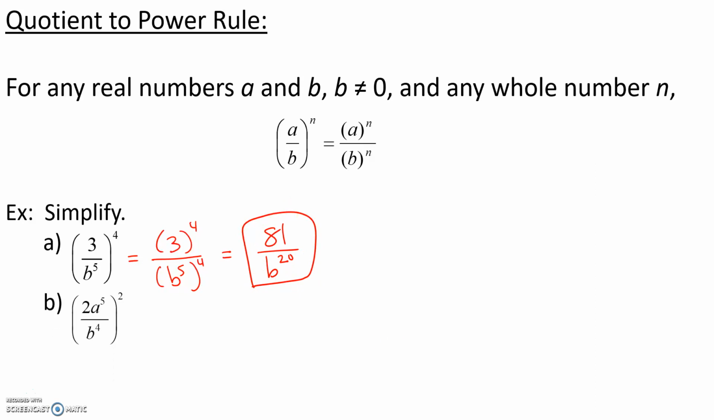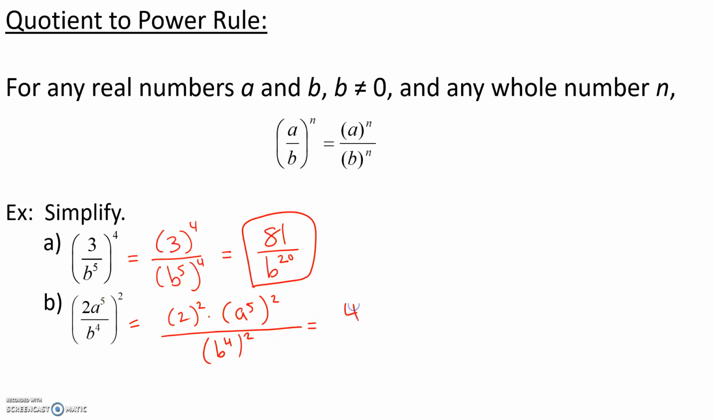Letter B, we have 2a to the 5th over b to the 4th, raised to the 2nd power. Each individual factor will get raised to the 2nd power. So we have 2 squared, a to the 5th squared, divided by b to the 4th squared. Each individual factor is being raised to the 2nd power.